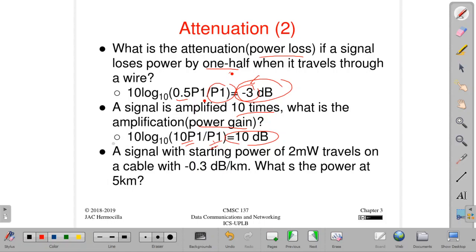Okay, so here's another example without the solution, so it will be left for you to solve. A signal with a starting power of 2 milliwatts travels on a cable with this attenuation. What's the power at 5 kilometers? So essentially you're looking for the value of P2. What is P2? You simply have to manipulate the parameters here.